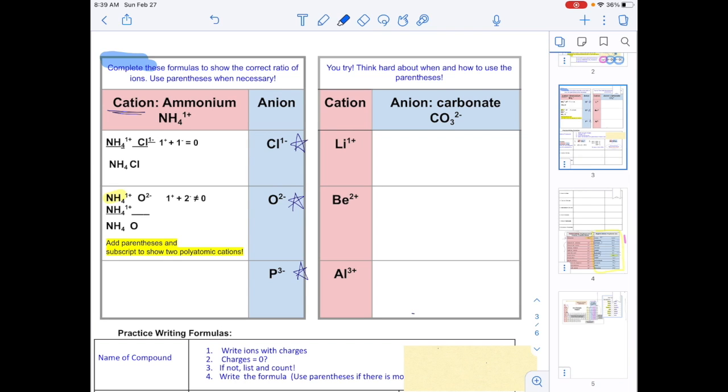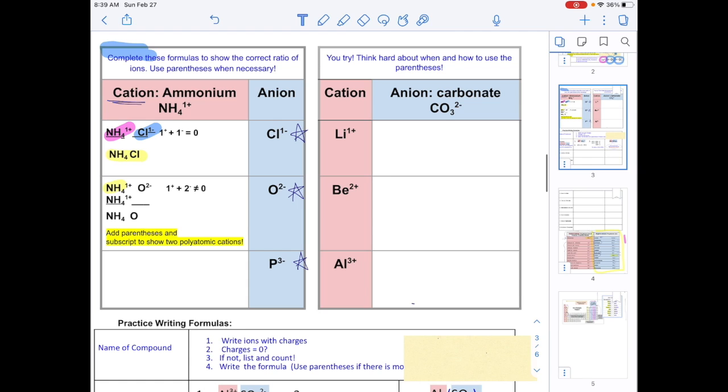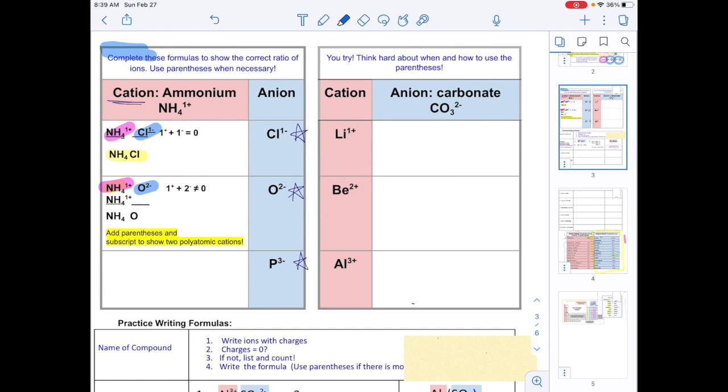So with the first one here, NH4 with Cl, it's a +1 and -1. So we just have a 1-to-1 ratio, and you see that here. There's 1 NH4 team and 1 Cl. No parentheses because there's just one of the team. With the next one, we see NH4, I'll make it pink again, with O this time. And that's a +1 and -2.